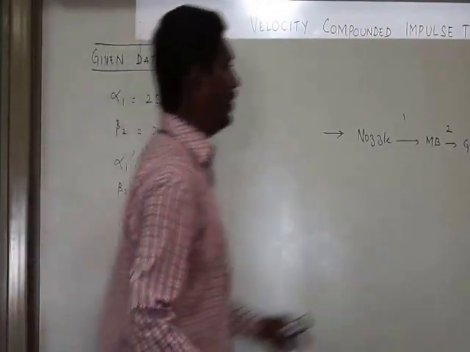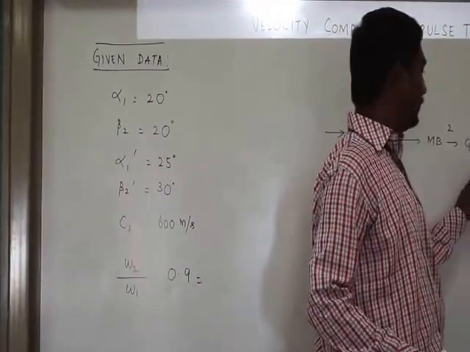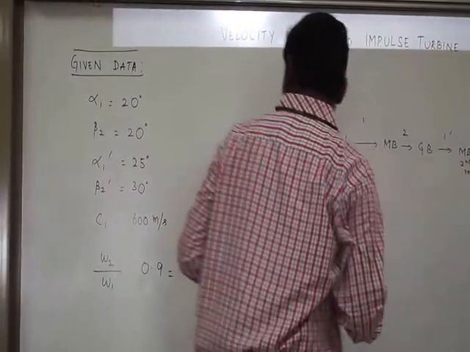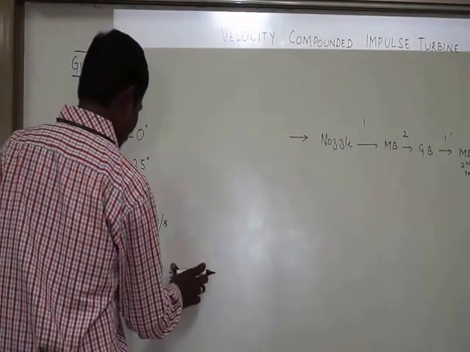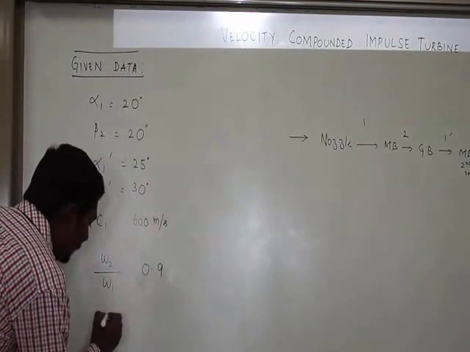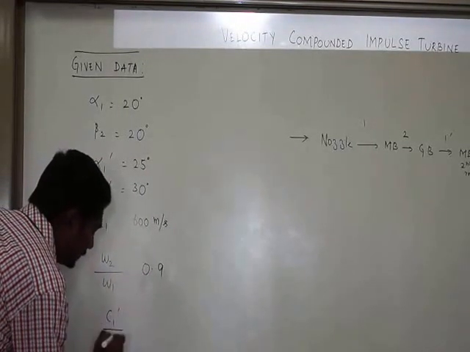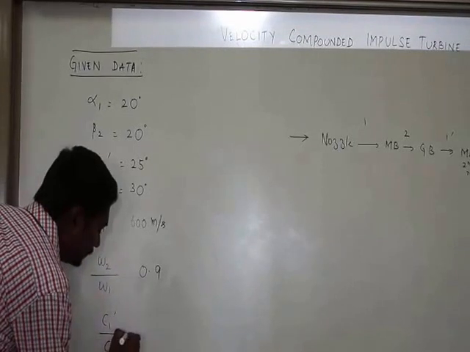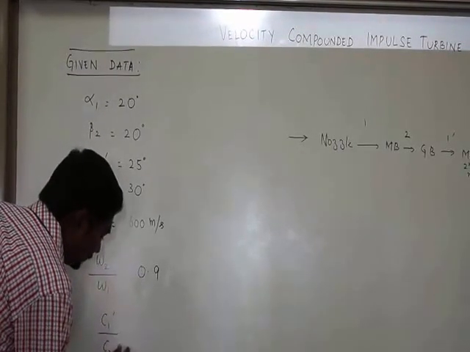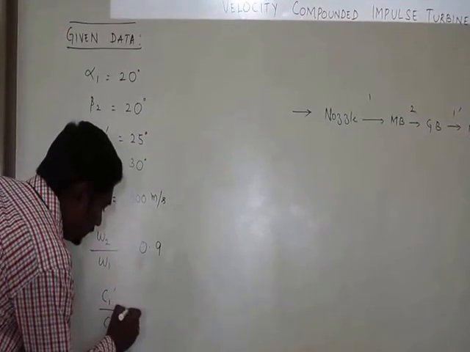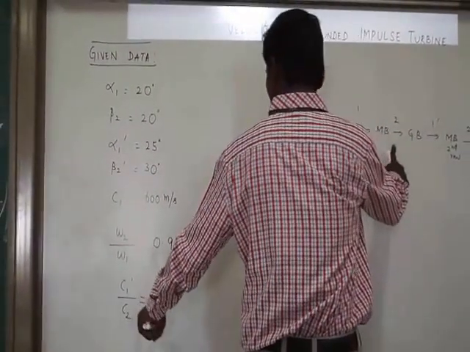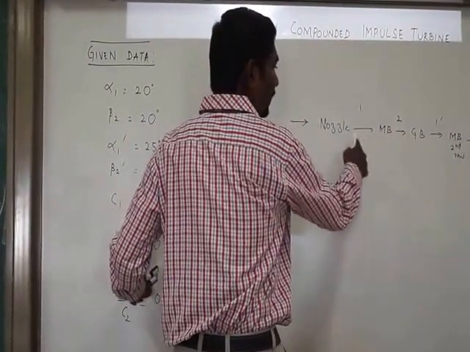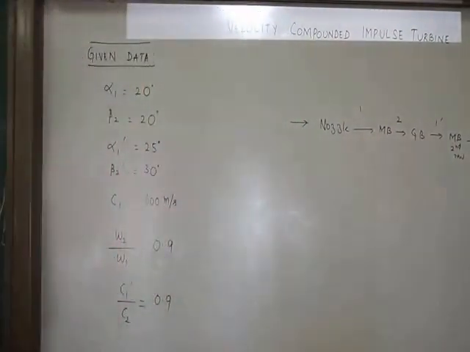This is also applicable for the right blade, not only for the fixed blade. So I can say this is also applicable for the right blade. That means C1 dash on C2 is also 0.9, plus C1 dash on C2 is also 0.9, and W2 by W1 is also 0.9.